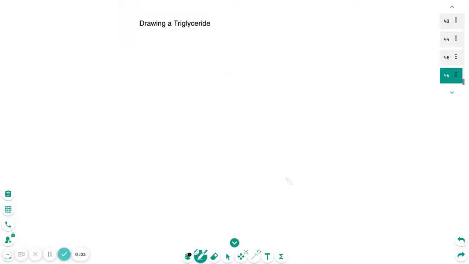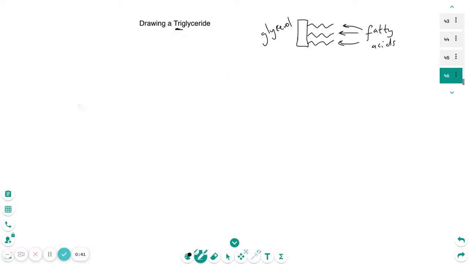Hello everyone, it's a quick tutorial on how to draw a triglyceride. So a triglyceride is made from two different molecules. We've got glycerol, and that glycerol has got 1, 2, 3 fatty acids connected to it, and that's why it's called a triglyceride. So it's got those 3 fatty acids. We're going to draw this in more detail.